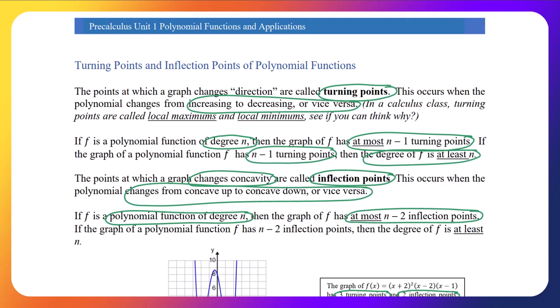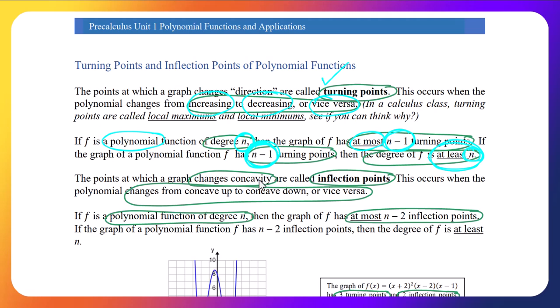Some words that we have to know. Turning point: when it goes from increasing to decreasing or the other way around. Something like our minimums and maximums that we talked about earlier. If we have a polynomial of degree n, there'll be at most one less turning point than the degree. Conversely, if we have a certain number of turning points, then the degree will be at least one more. N is one more than n minus 1.